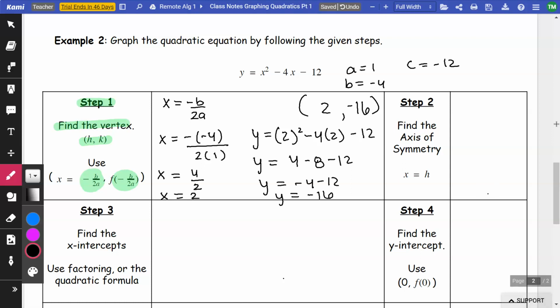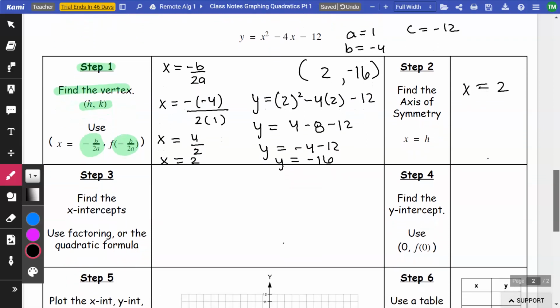Now find the axis of symmetry. Go ahead and press pause and then press play when you're ready to check your answer. So the axis of symmetry is just x is equal to whatever the x value of your vertex was. So x equals 2 is our axis of symmetry.